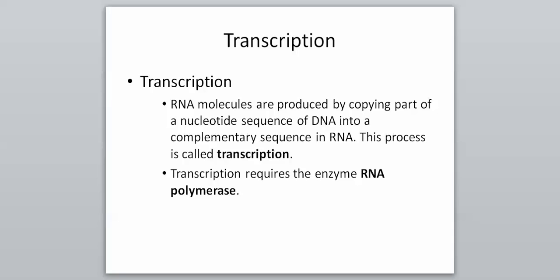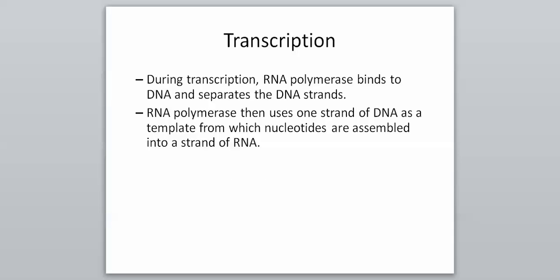This requires the enzyme known as RNA polymerase. We use DNA polymerase in DNA replication, so we're using RNA polymerase in transcription. During transcription, RNA polymerase will bind to DNA and separate the DNA strands. Remember, that's a DNA double helix. So the first step is RNA polymerase comes in and separates our DNA into separate strands. And then RNA polymerase will use one strand of DNA as a template. A template is just something to work off of, from which the nucleotides are assembled into a strand of RNA. So it's taking one strand and using it as our guide on how to make RNA.